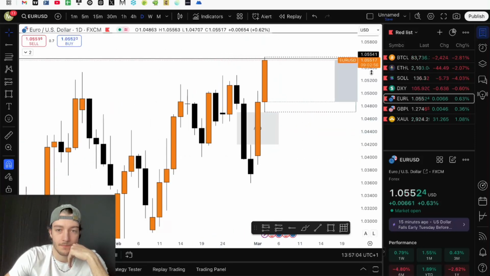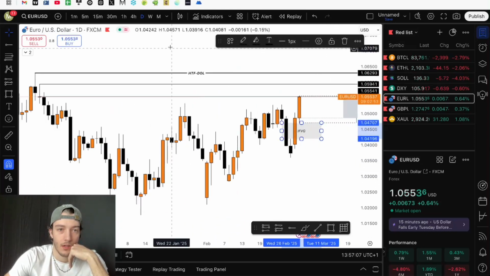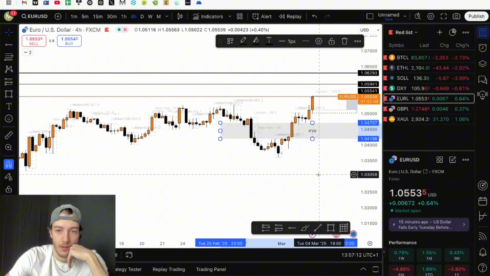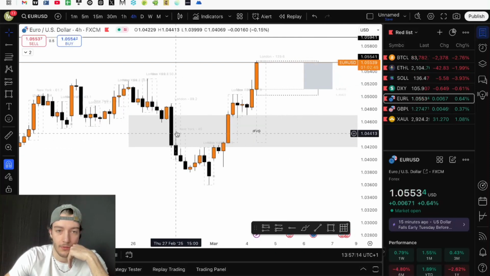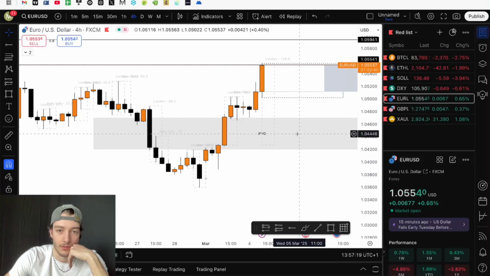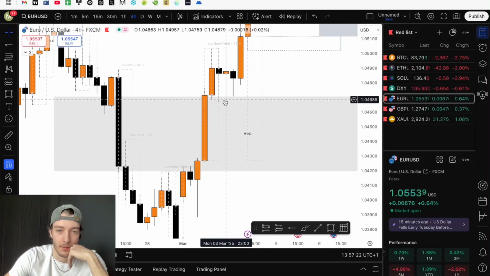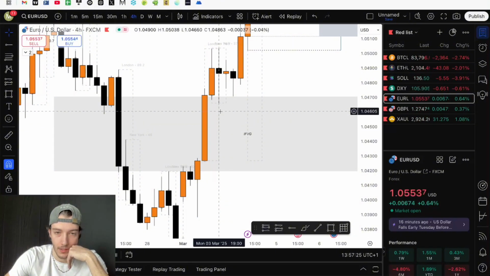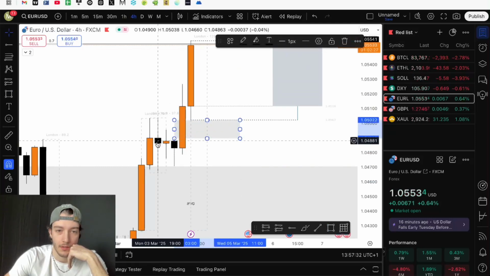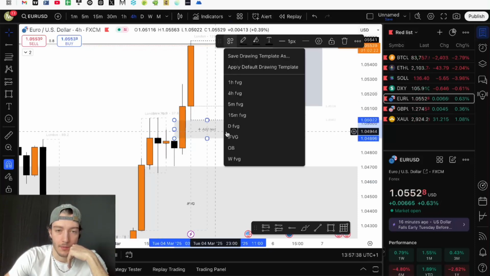Inverse fair gap, nice. And on the 4 hour, what we can see is that we had this 4 hour fair gap which was bearish. We inversed it during London and on GU we did tap back into this inverse fair gap and then moved higher. We formed another 4 hour bullish fair gap here in alignment at the same level of previous day's highs.